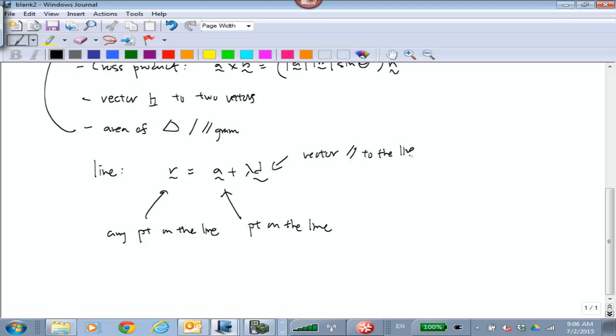Correct? But then, depending on the situation, you have different ways of finding the equation of a line. Correct? Think about this. What is the situation that can be given to you to find the equation of a line? Two points. The line passes through two points. Agree?